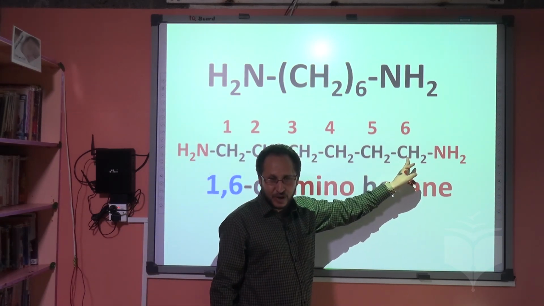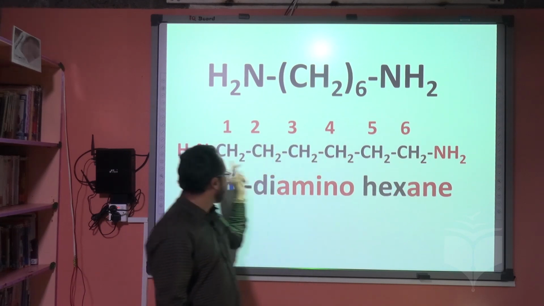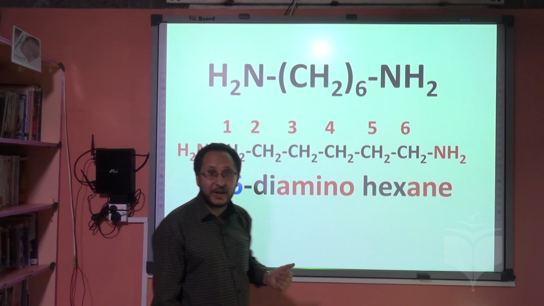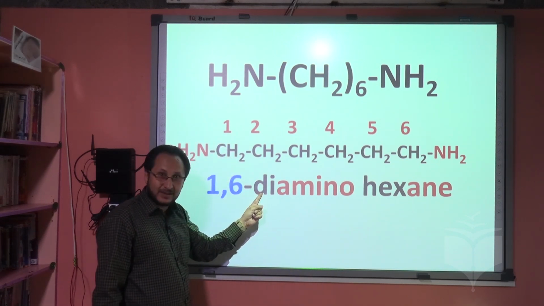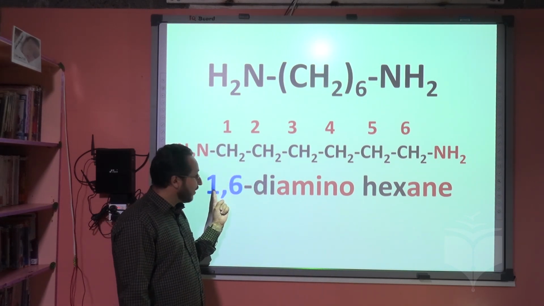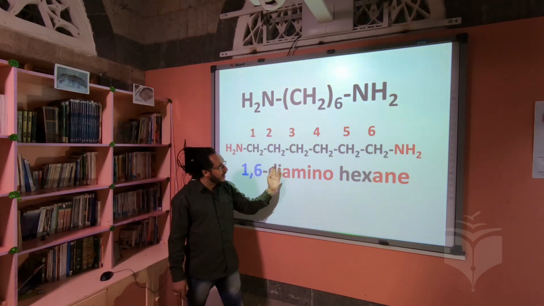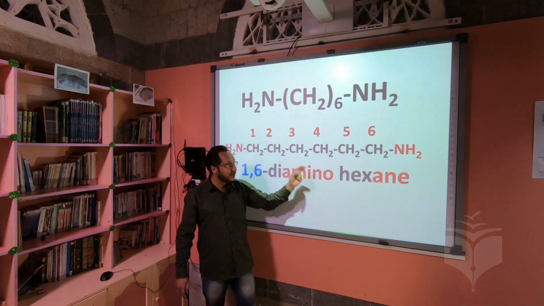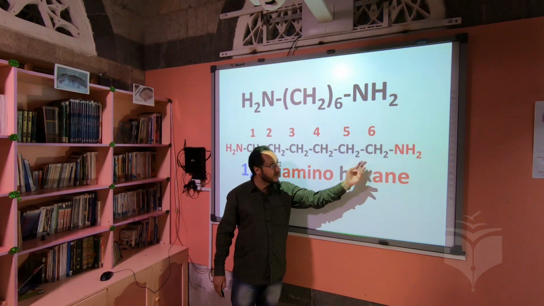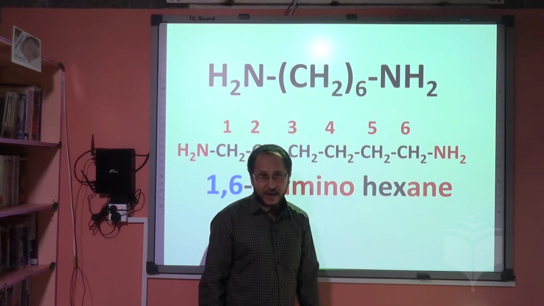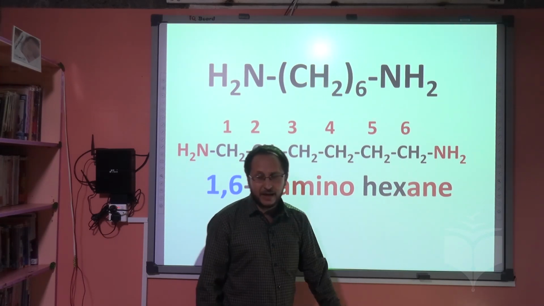So this is CH2 6 times, and at carbon number 1 and at carbon number 6 we have amino. But this is amino and this is amino, so how many amino groups do we have? We have 2. That's why we start with di. Di means 2. So at carbon number 1 and carbon number 6 we have diamino, and the longest chain is hex, so we call it hexane, because we have 6 carbon atoms, and the suffix, as we said, is ane for any alkane.